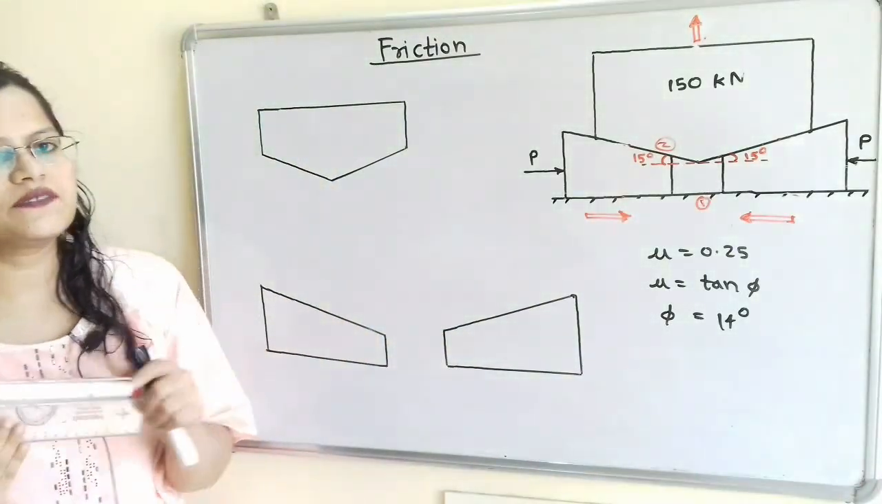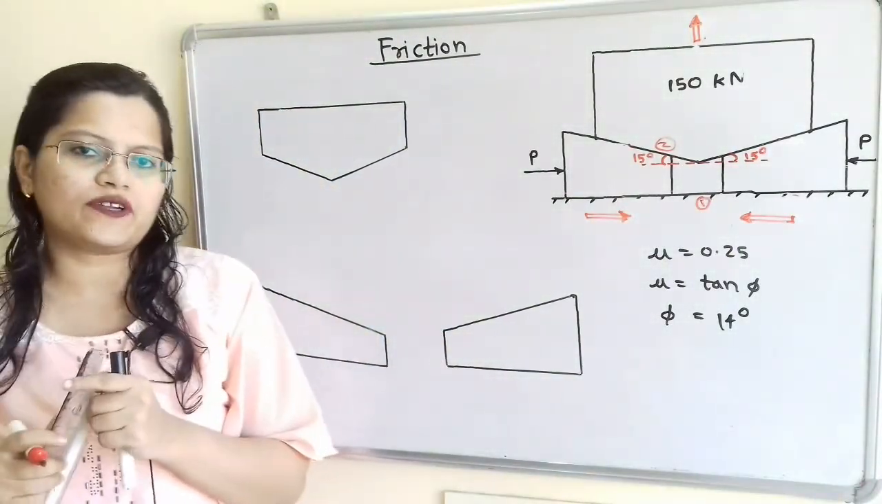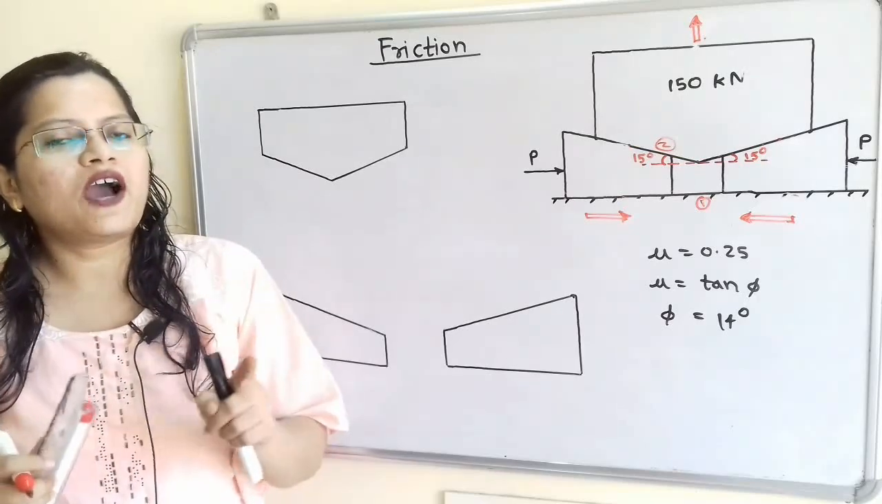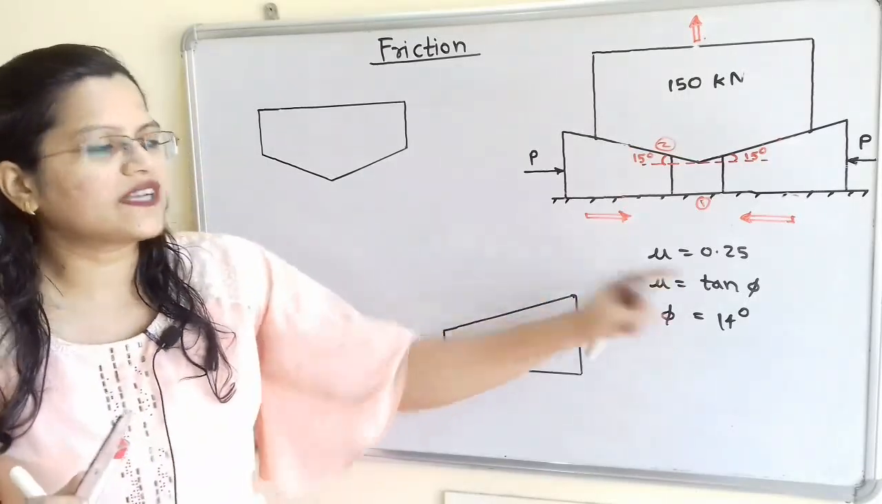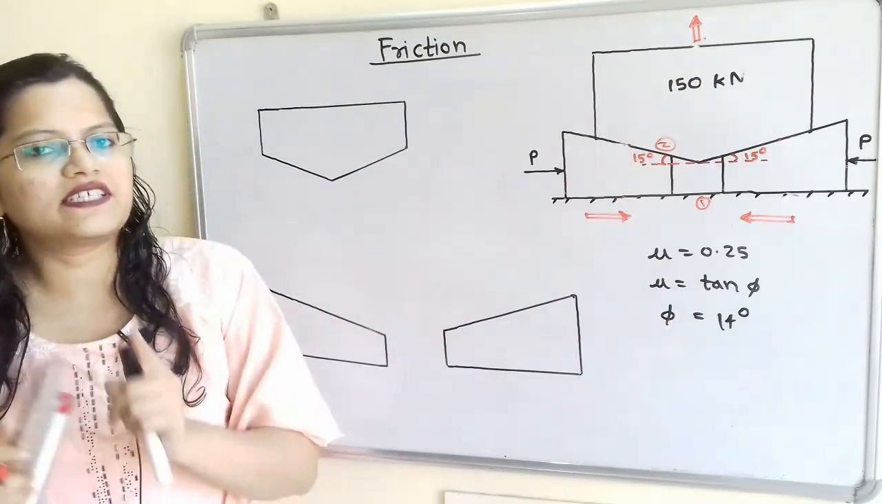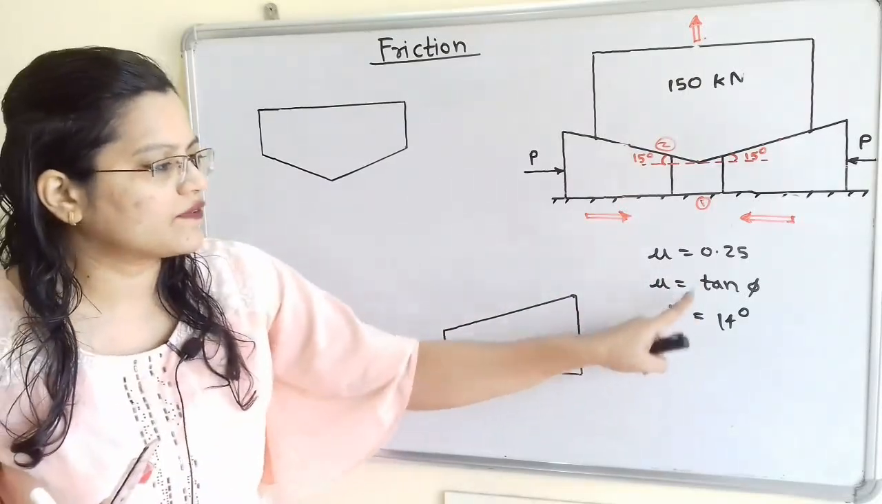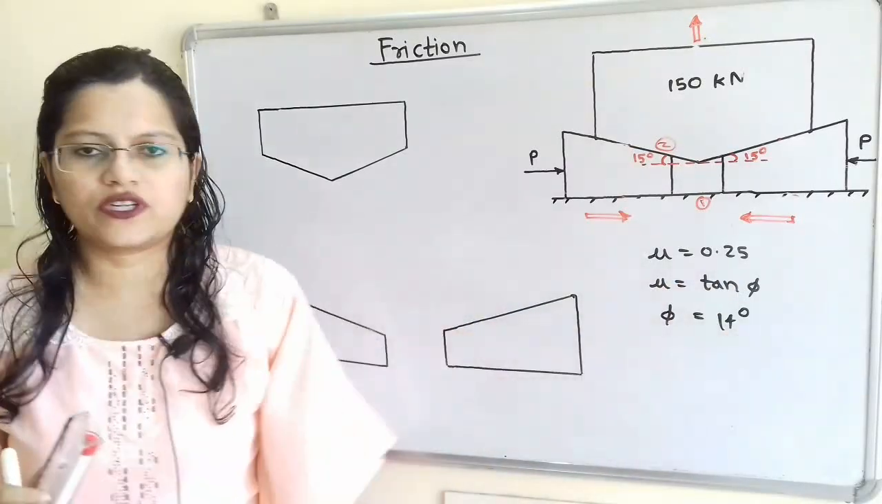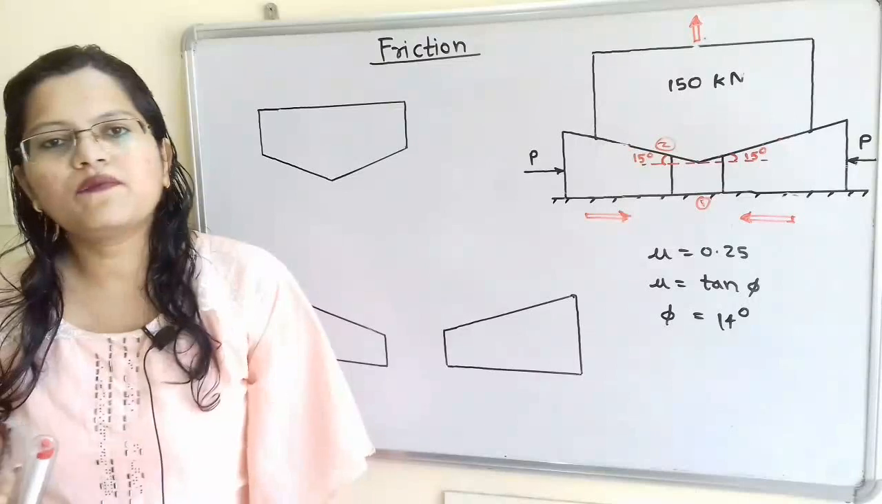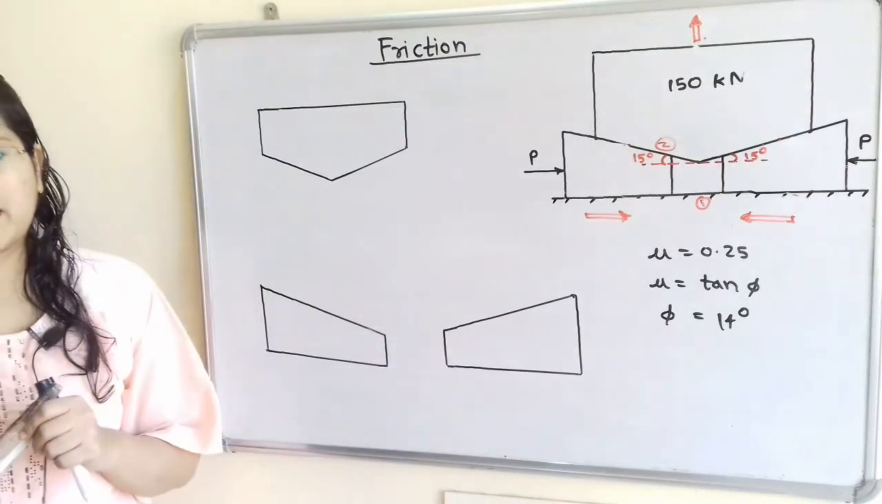Coefficient of friction is mentioned in the question as 0.25. So we will find out the angle of friction. We know that mu is equal to tan phi, where phi is the angle of friction, so phi is equal to tan inverse of 0.25, that is equal to 14 degrees. Now we will move to draw the free body diagram.